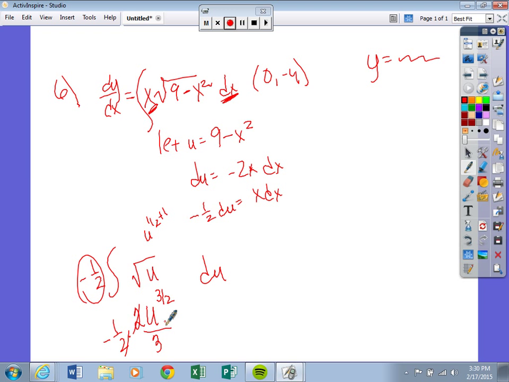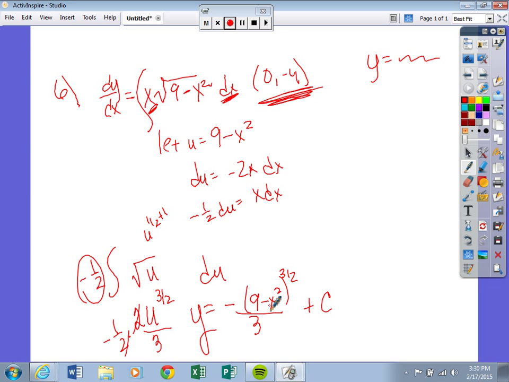I'm going to plug my u back in. So it's negative, what was u? 9 minus x squared, to the 3/2, over 3, and plus c equals y. So this would be my answer if they had not given me a point. So now I have to plug in the point.